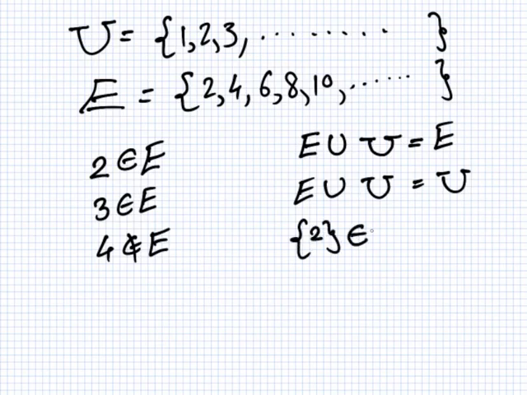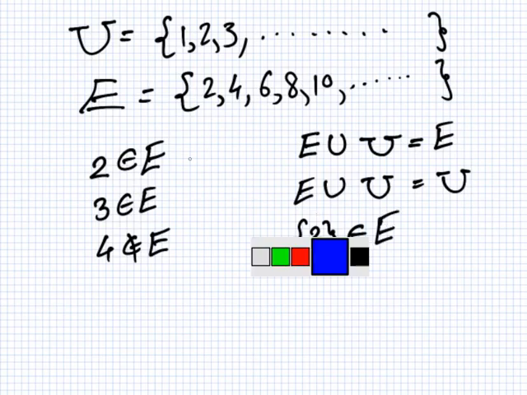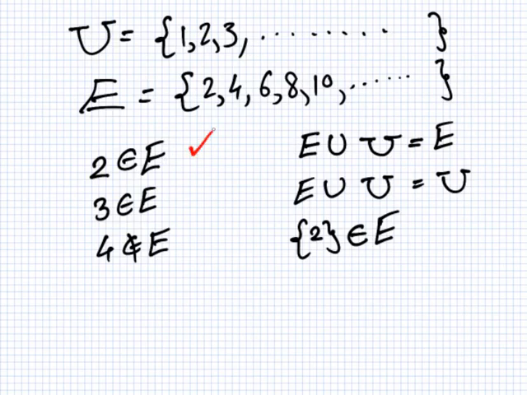Question? I'm checking, these are true or false now. Okay, so the first one, true or false. 2 is an element of E. True. This is true. 3 is an element of E. This is false. 4 is not an element. False.